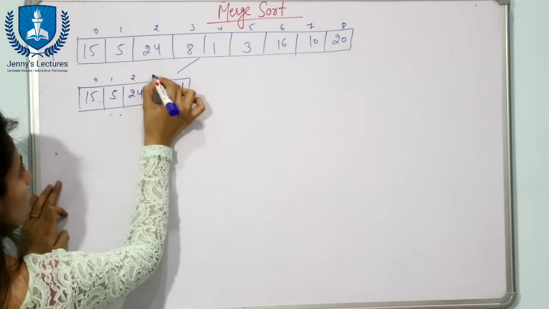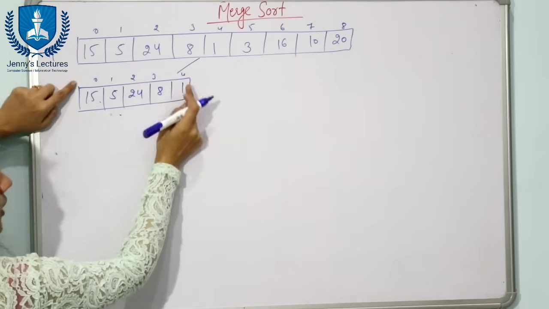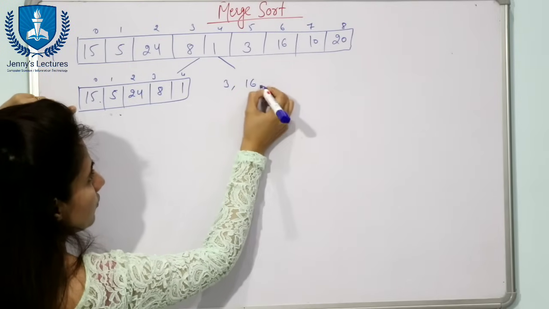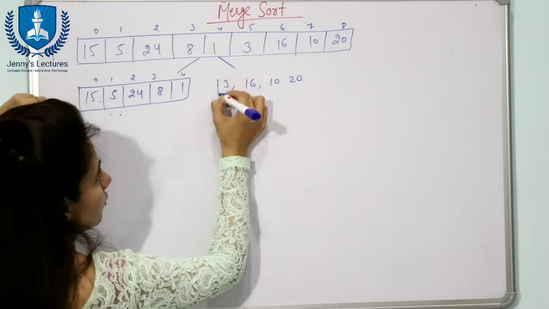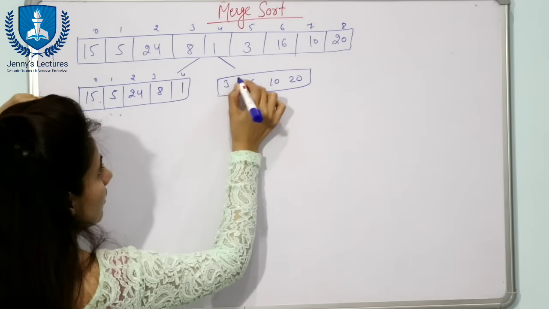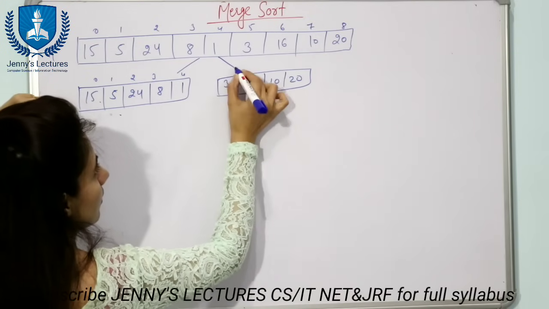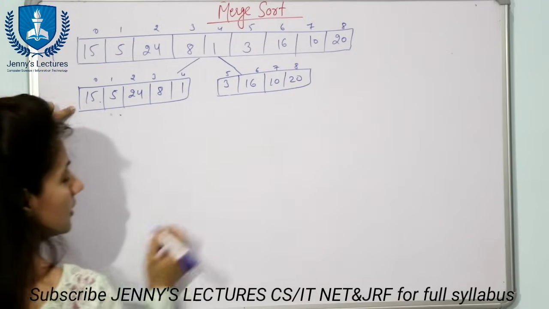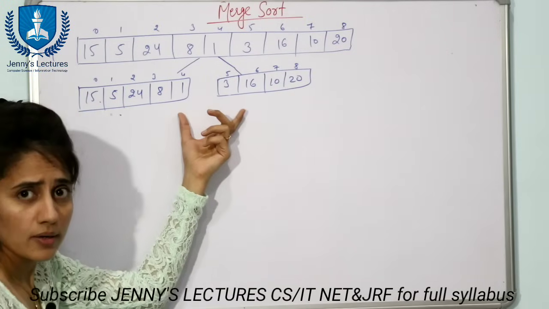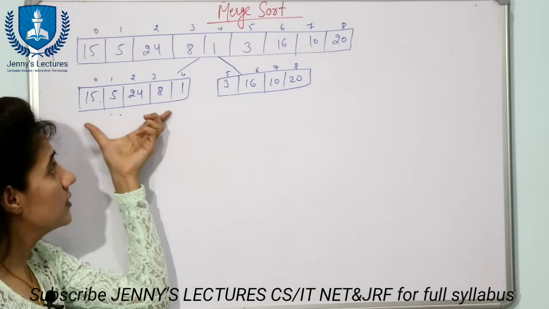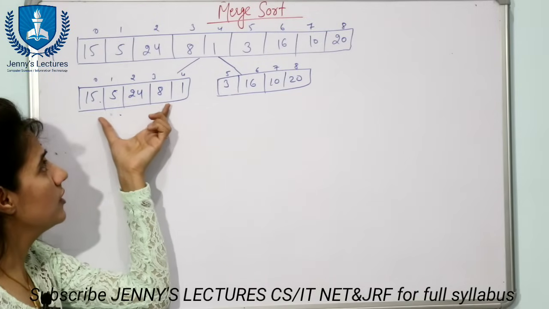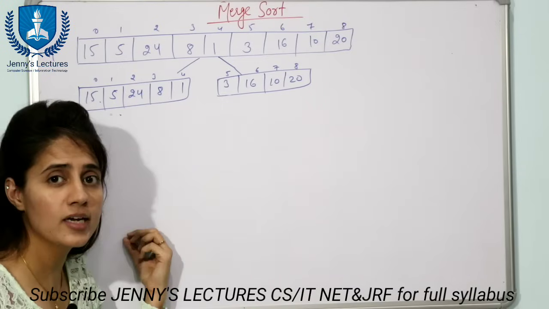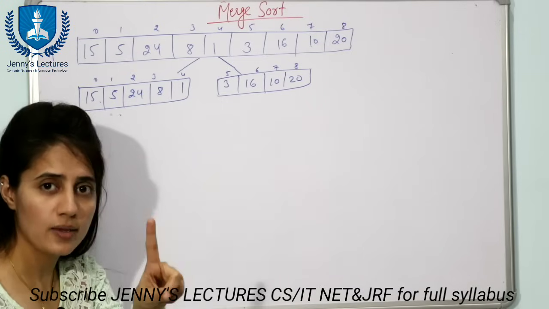0, 1, 2, 3, 4. From 0 to 4 we have one sublist, and from 5 to 8 we have another sublist: 5, 6, 7, 8, like this. Still this sublist has how many elements? 5 elements, but we are going to divide the sublist till we get a sublist having one element.